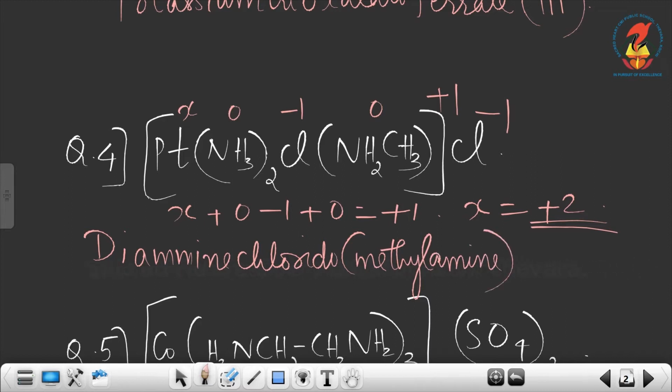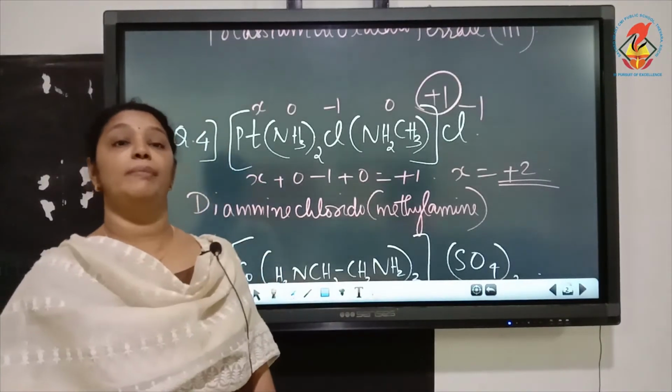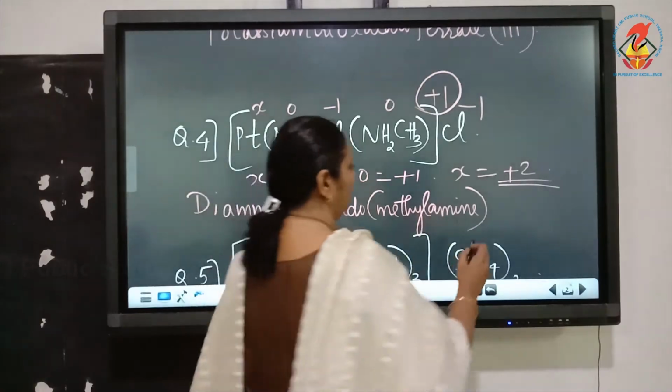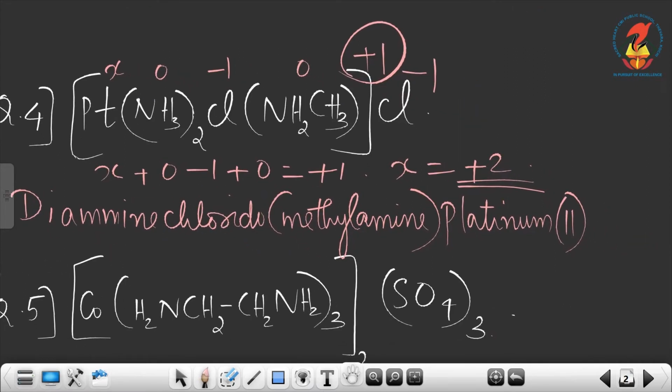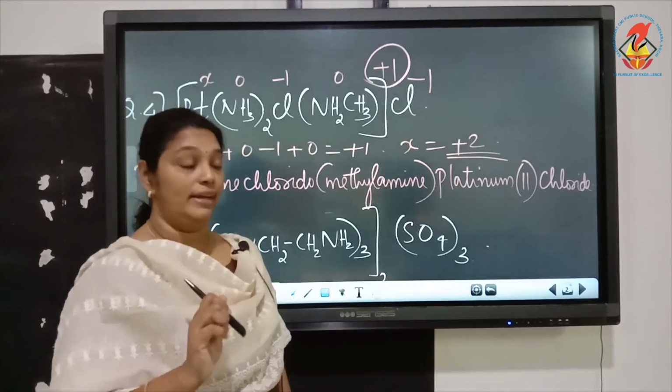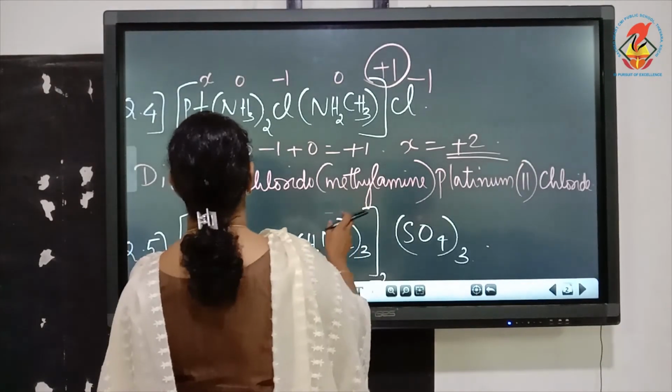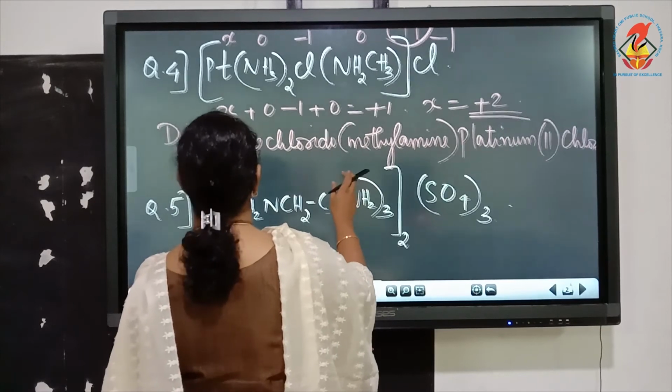Close the bracket. Now we have to write platinum. Now look at the charge on complex ion, it is positive. So you will write the name of the metal as such. So what's the name of the metal? Platinum. Now we have the charge as 2, that is the oxidation number, followed by the counter ion, that is chloride. Counter ion, chlorine: you cannot write it as chlorine, write it as chloride. So this is the IUPAC name of the fourth example.